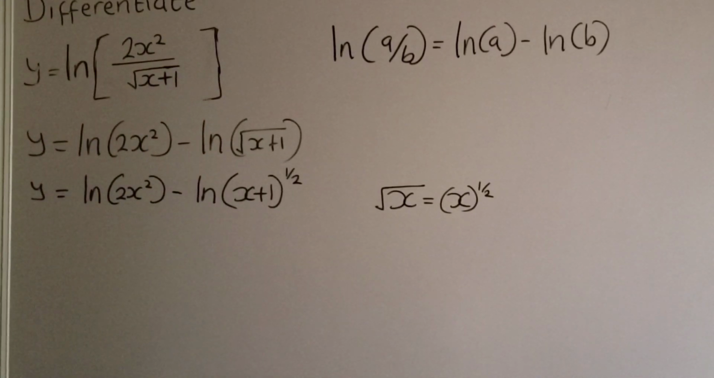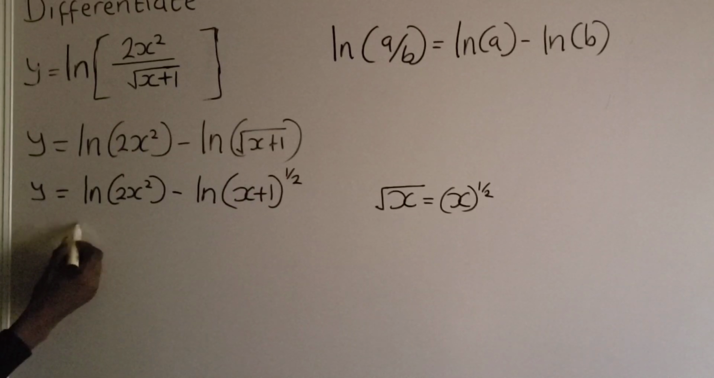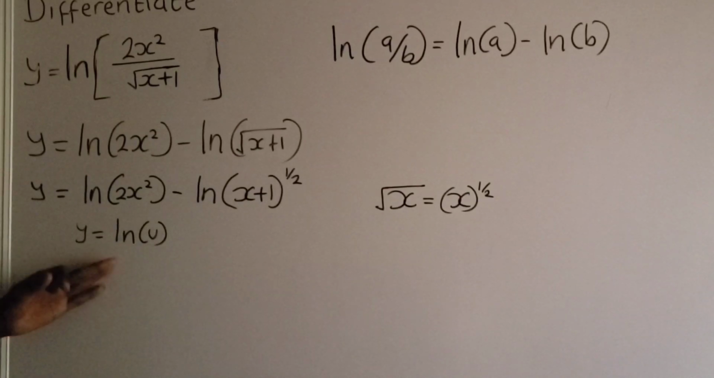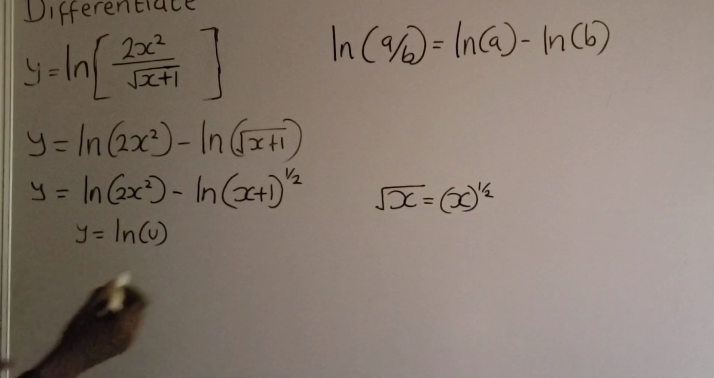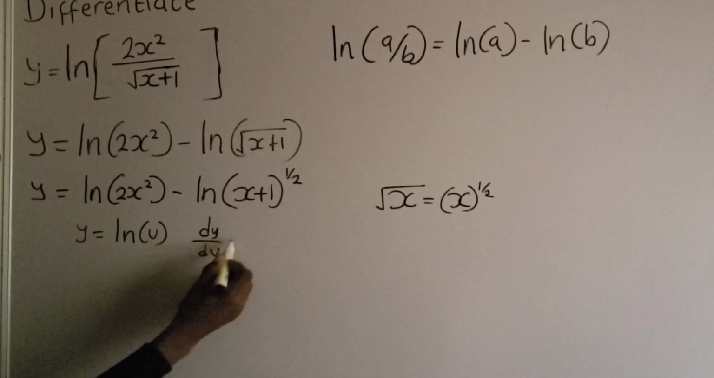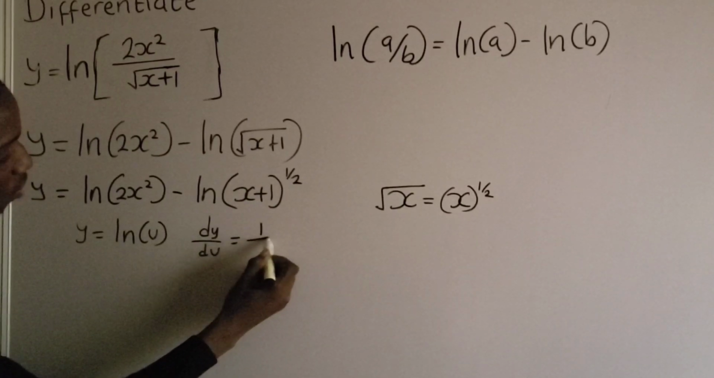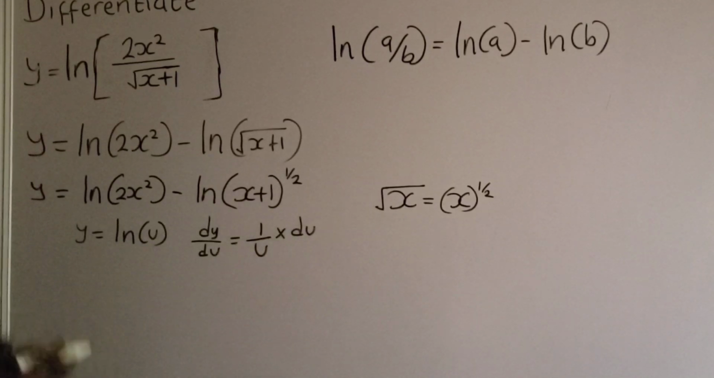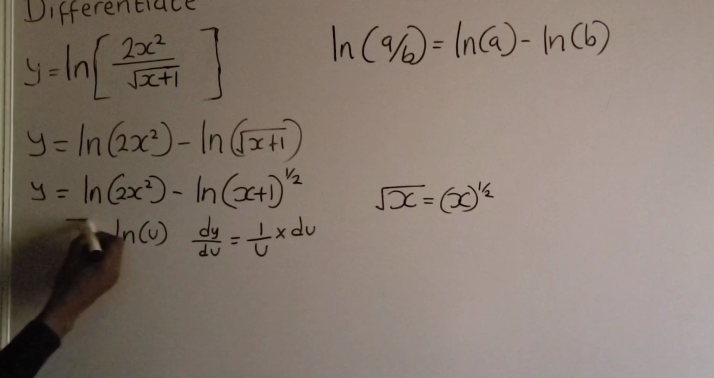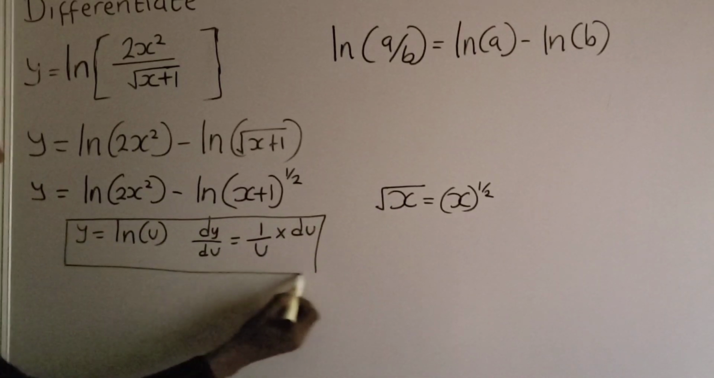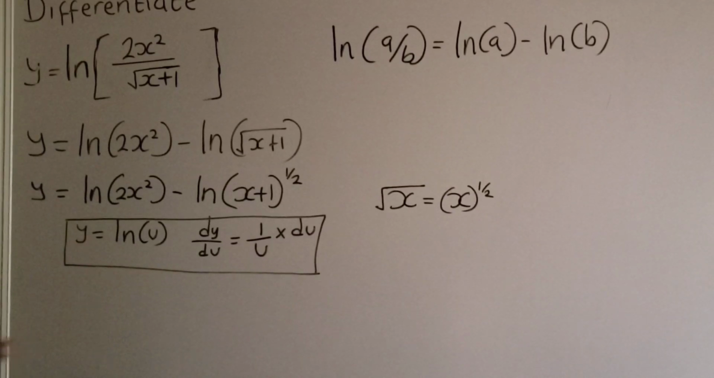Now let us proceed. Don't forget, according to logarithmic differentiation, if I have y equals natural log of u, and I want to take the derivative of this function, the derivative of y, which is dy over dx, equals what? 1 all over u multiplied by the derivative of u. You understand? We are still going to use the same approach. I want you to master this formula. You understand? So let us proceed.